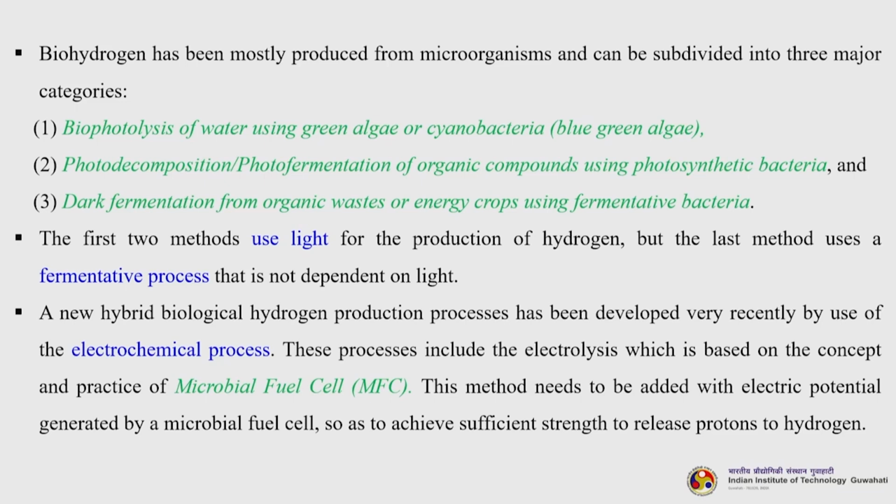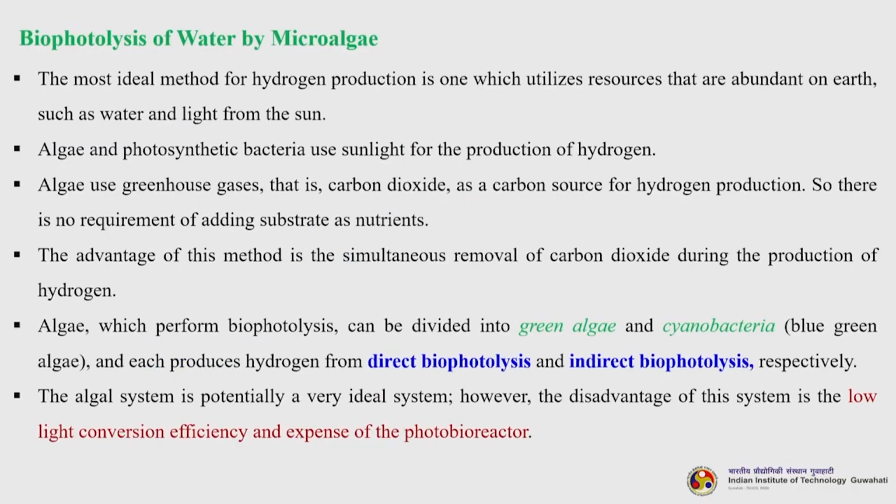A new hybrid biological hydrogen production process has been developed very recently by use of the electrochemical process. Now, these processes include the electrolysis, which is based on the concept and practice of microbial fuel cell. This method needs to be added with electrical potential generated by a microbial fuel cell, so as to achieve sufficient strength to release protons to hydrogen. So, we will discuss one by one these three processes.